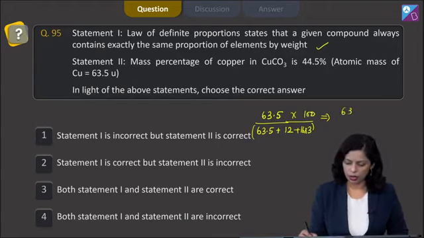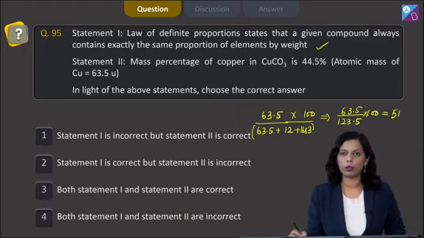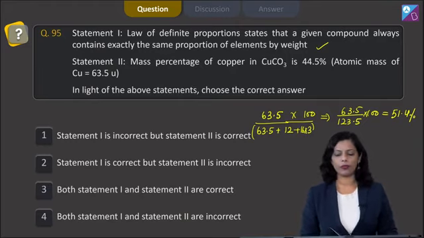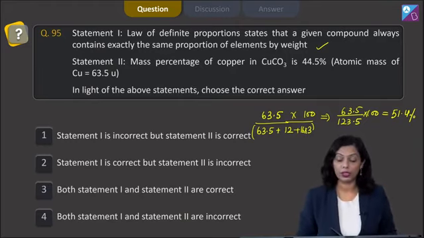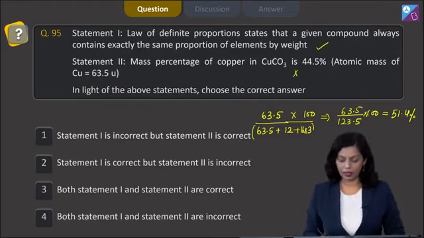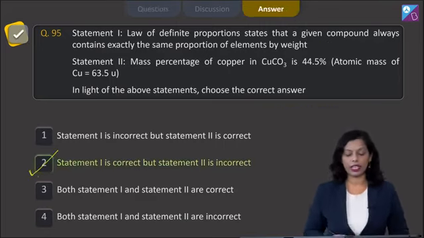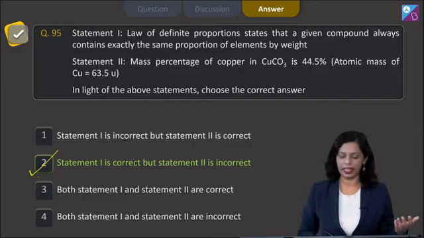So this comes out to be 63.5 divided by 123.5 into 100, and this percentage is nearly more than 50%. It is 51.4%. It's not 44.5%. And if it is so, it means the second statement is wrong. And on the basis of this, you can choose the right answer. It is clearly given in option 2, that statement 1 is correct, but statement 2 is incorrect. Okay.